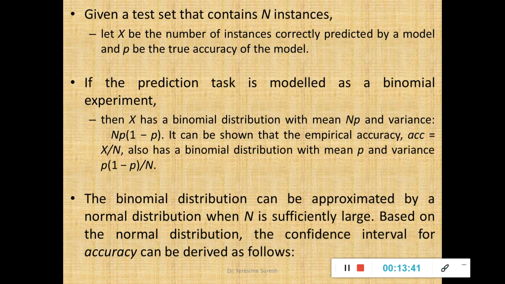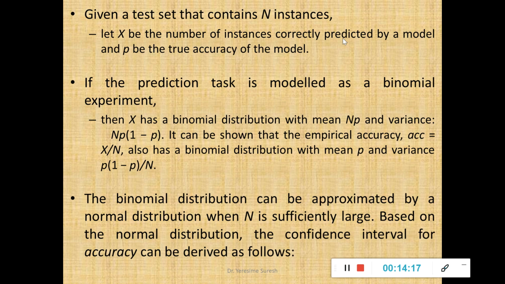So moving further, we'll generalize the description for any given event. Given a test set that contains n instances, that means a data set wherein there are n number of records, let x be the number of instances correctly predicted by a model and p be the true accuracy of the model. And I repeat, x is the number of instances correctly predicted. What is correctly predicted? It is the true positive prediction. Before classification and after classification, the instance remains positive. That is what I call correctly predicted.